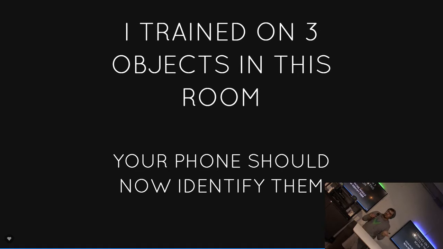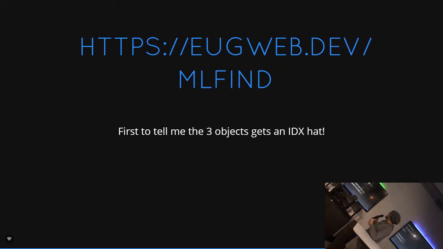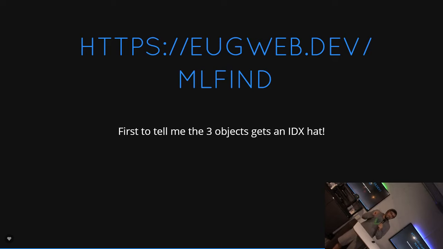And then, yeah, I trained 3 objects in the room. Your phone can identify them. I'll give you the URL for that if you want it. If you want to go to this URL now, you can, and you don't have to do it now. But there are 3 things in here, and if anybody can tell me the 3 things, I'll give them an IDX hat. I got 2 of them.